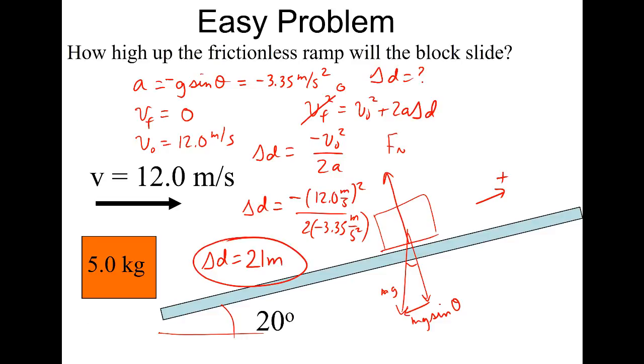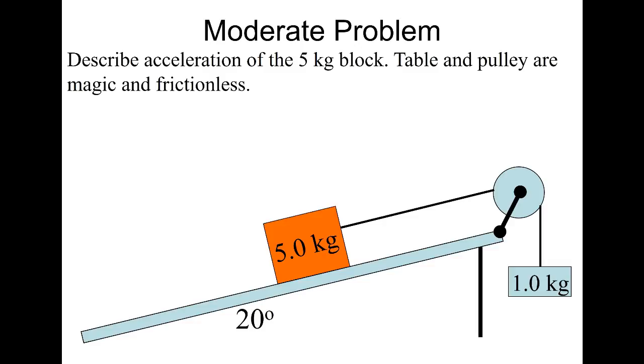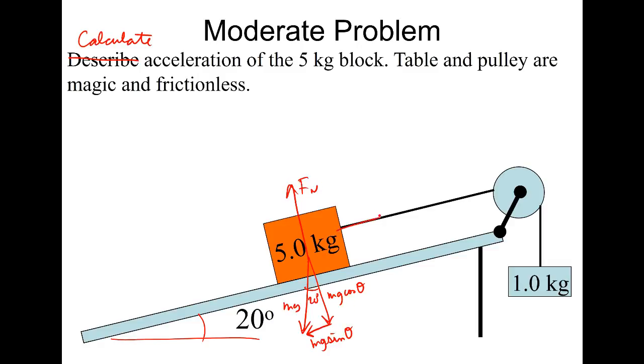Now let's take a look at a little bit trickier problem, okay? And we want to describe the acceleration of the 5 kilogram block. So when we say describe, we actually want to say calculate. Okay? The table and the pulley are magic and frictionless, and so we'll be adding in friction later on. Okay, so now we have a few more forces. We still have mg going downwards, which has its components, mg cosine theta and 20 degrees, and mg sine theta. And we have a normal force, but this time we have a tension pulling that back up.